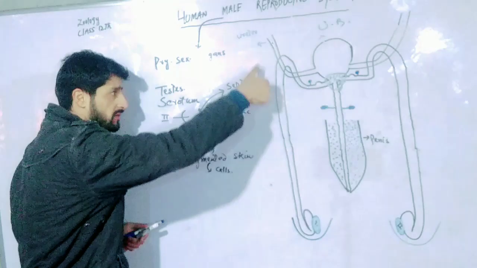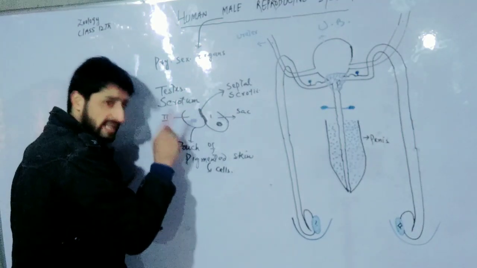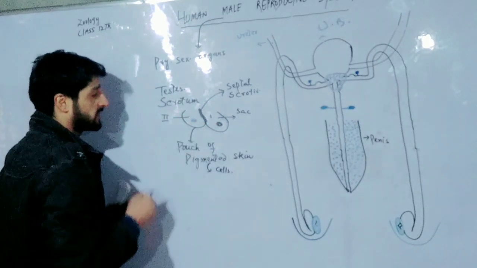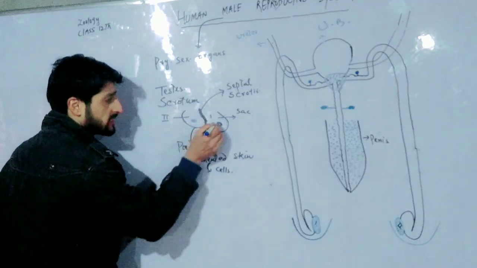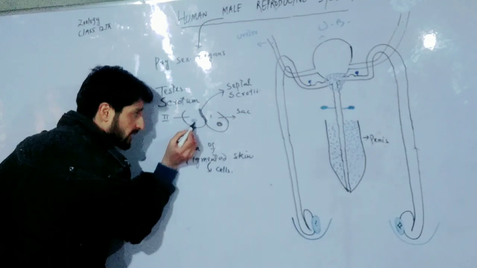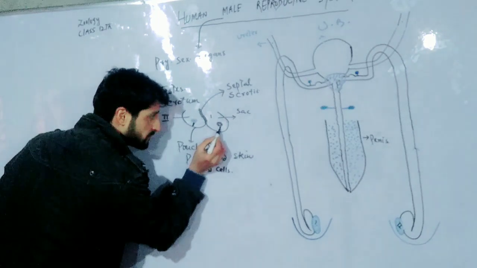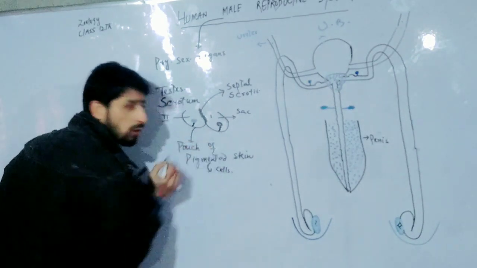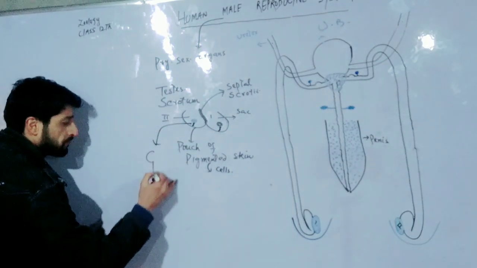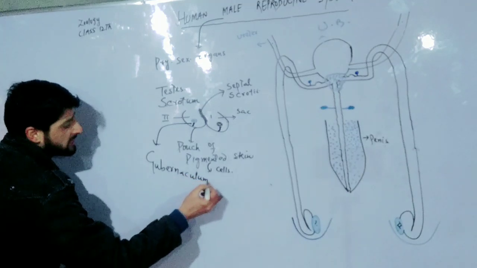Internally, the scrotum is divided into two sacs by septum scroti, a partition. And in each sac, the respective testicle is present. This is one testicle, this is the second testicle. Along with the testicle, there is a special cord-like structure. This cord-like structure is known as gubernaculum. We will discuss it later.